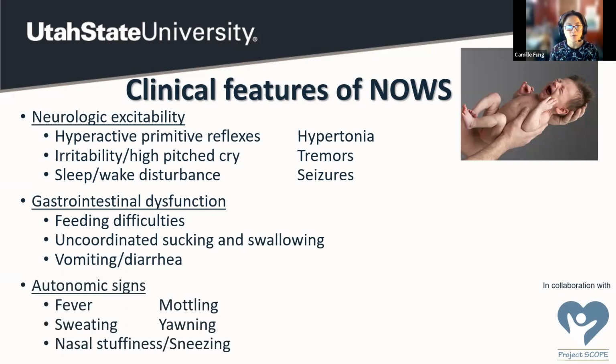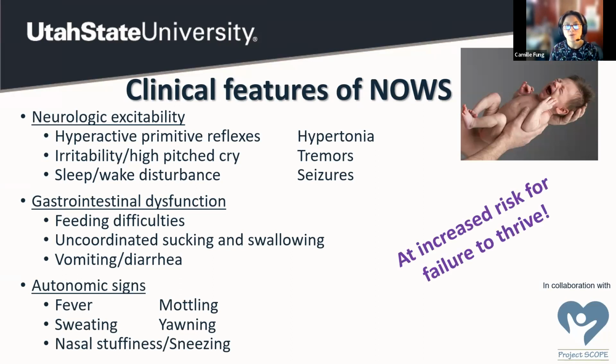And lastly, the category that I think of as autonomic signs are things that you can observe pretty easily. They can have fevers, they can be sweaty, mottling, yawning, nasal stuffiness, and sneezing. So these are the three big categories. What is the problem with having all of these symptoms? They actually put the baby at increased risk for failure to thrive. That's why we want to make these withdrawal signs and symptoms better so that these babies can actually proceed with daily living.